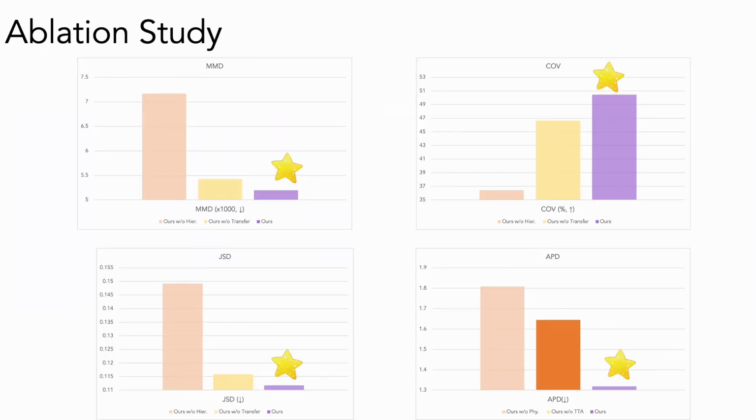We also conduct a series of ablation studies by validating the role of some crucial designs in our method, including hierarchical mesh deformation, transfer learning for the convex-level deformation model, physics-aware deformation correction scheme, and test time adaptation. Each of them plays one of our core contributions.